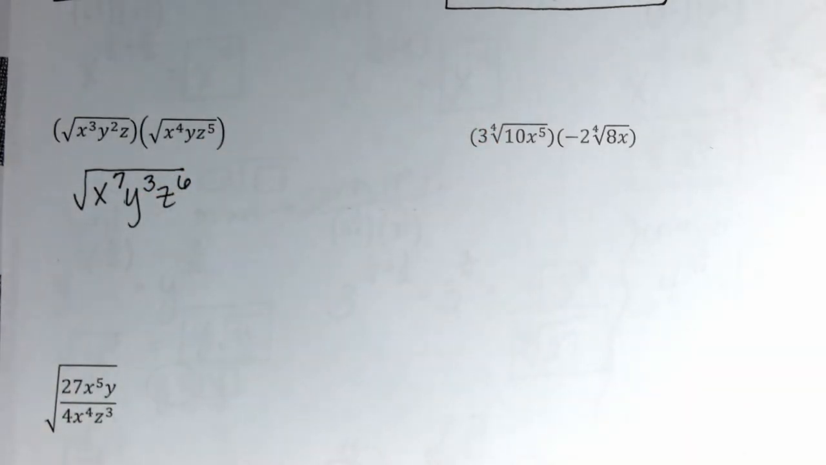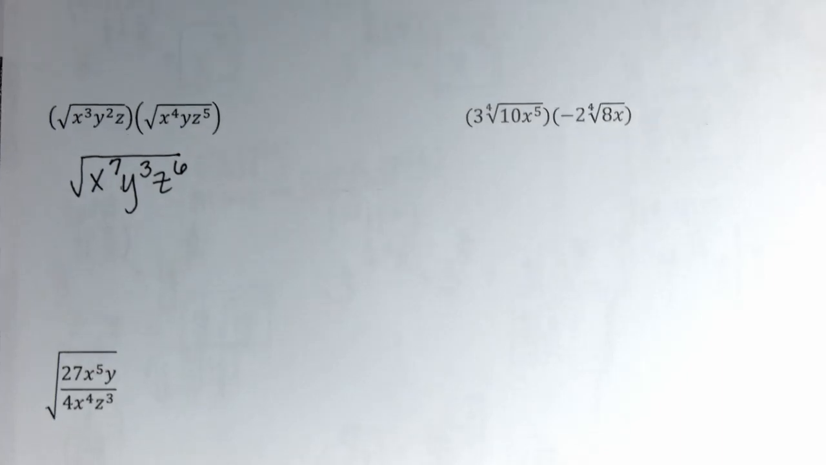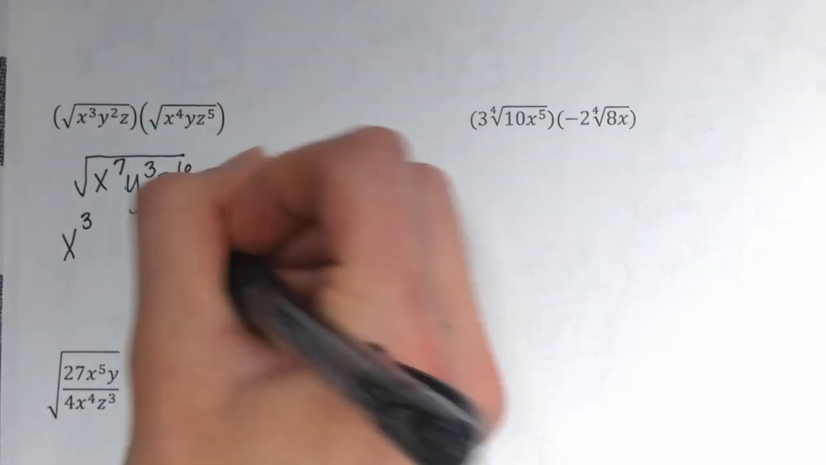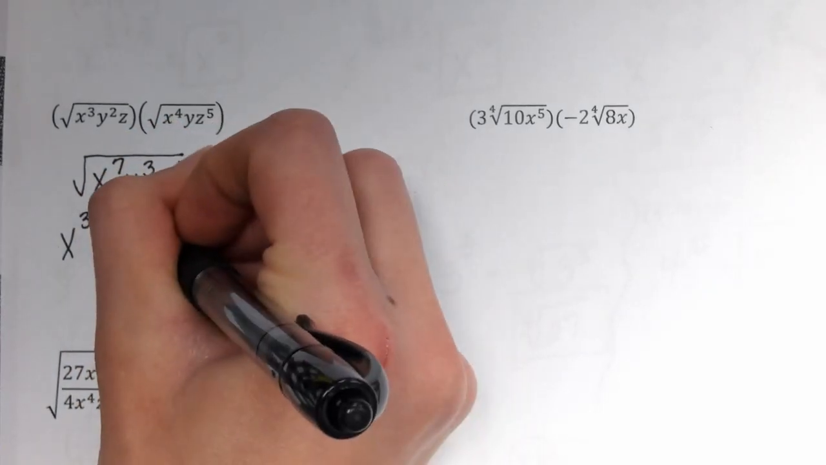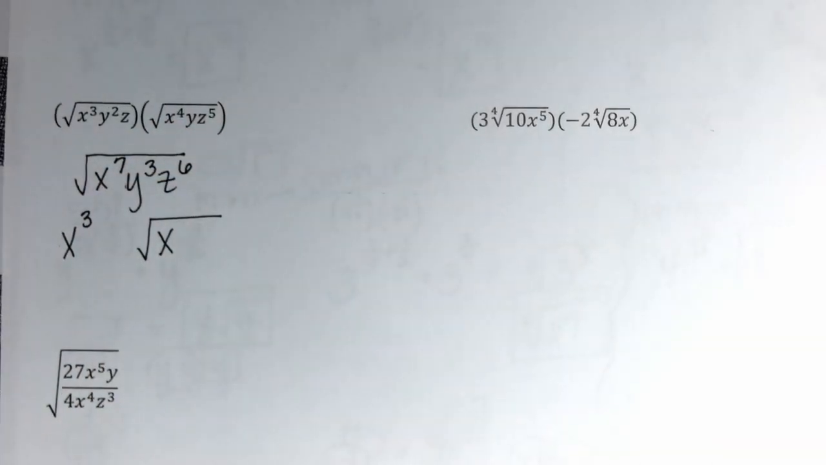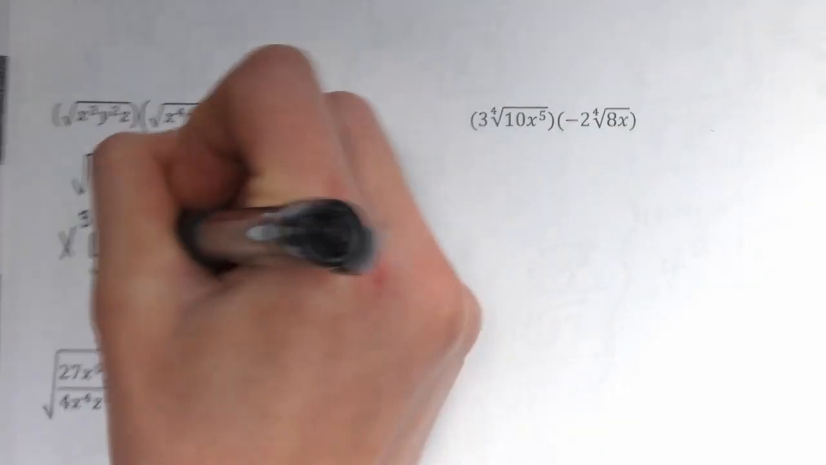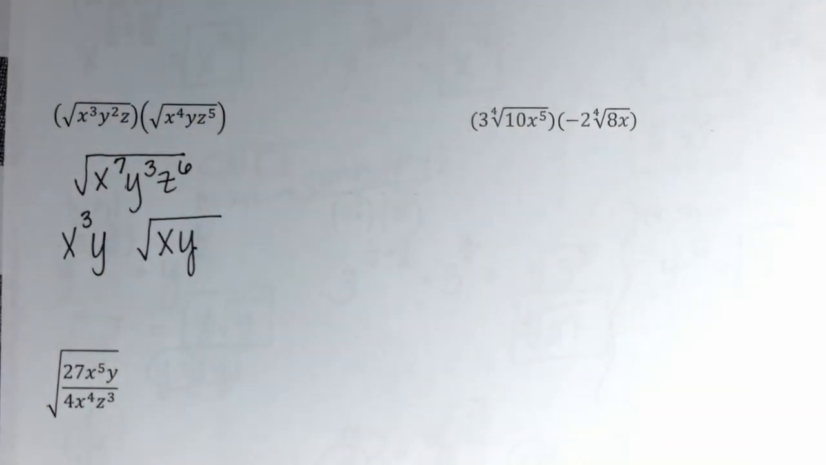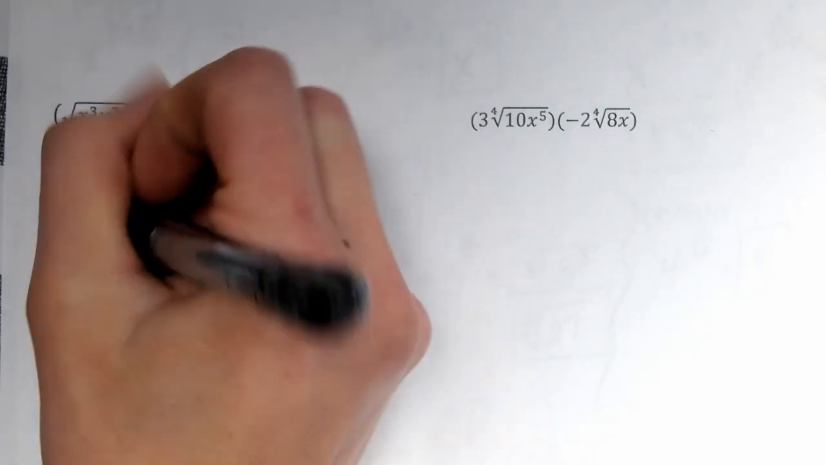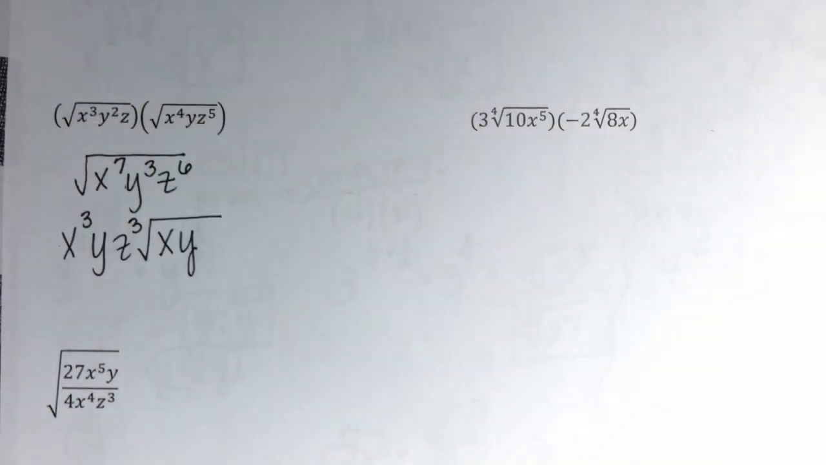Then I simplify. What's my index? 2. How many pairs of 2 can I get out of 7? 3. So I pull out an x cubed, and I have 1 left over. Square root of y cubed. How many pairs of 2 can I get out of 3? 1, and I have 1 left over. Y'all follow how I'm doing this? Okay. How many pairs of 2 can I get out of 6? So z cubed with none left over.